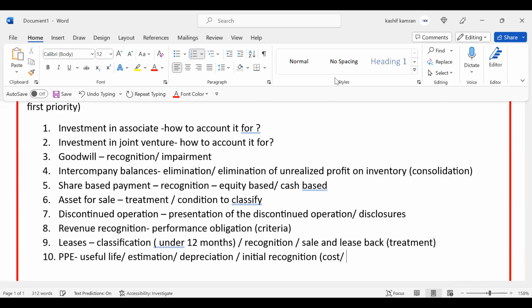Cost. These are more frequently asked ones, right? Because the whole SPR is in AAA, right? The whole SPR was AAA. But I'm trying to give you the priorities, right, Shaksham?